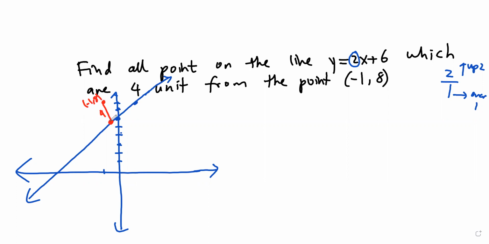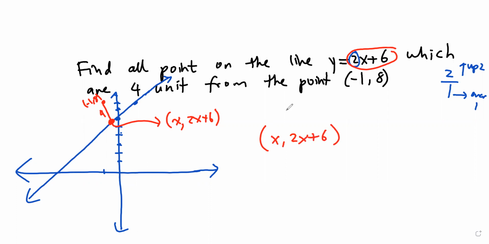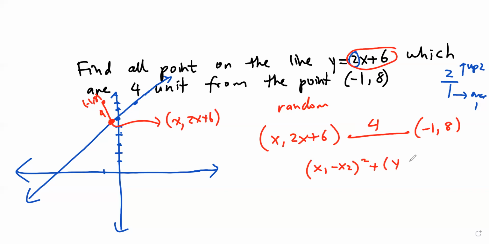So then I'm just going to pick a random point on this graph. I'm going to call the first component x, and the y component is 2x plus 6. So I have a random point. And the distance between this point and the given point, -1/8, is 4 units. So now I can use the distance formula. Remember, the distance formula is the square root of x1 minus x2 squared plus y1 minus y2 squared, and this distance is 4, so this is going to equal 4.